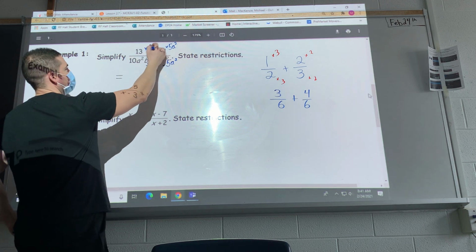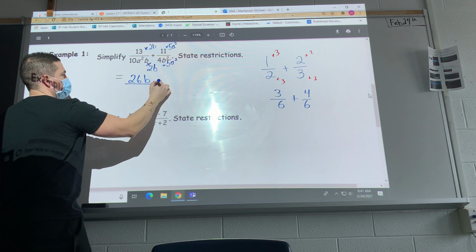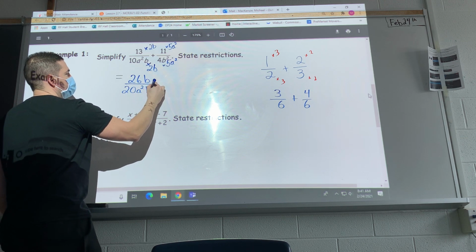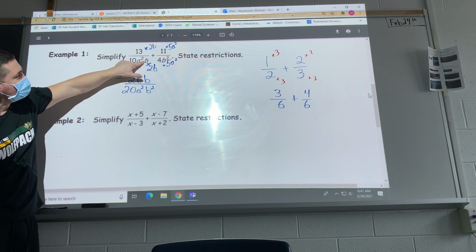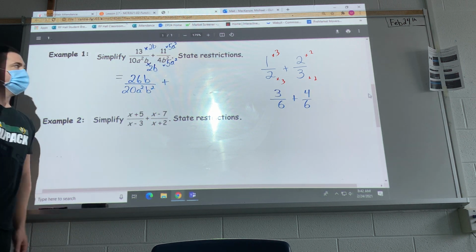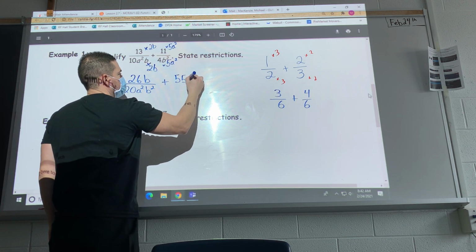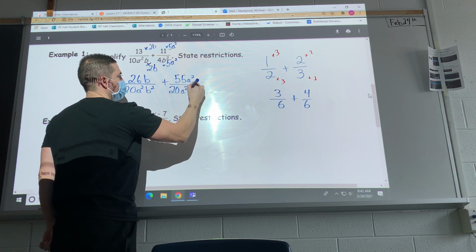In the numerator, 13 times 2b is 26b. And then at the bottom we'll have 20a squared b squared. So 10 times 2 is 20, carry down the a squared, b times b is b squared. Plus, we have 11 times 5a squared, which gives you 55a squared. And now the denominator is the same, 20a squared b squared.